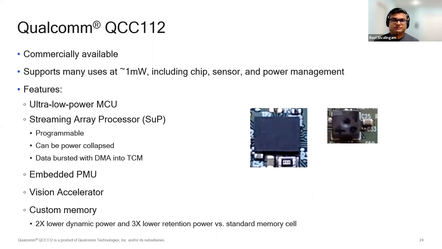So this is a commercially available chipset called QCC112. It supports many use cases. It includes the chip, the sensor, and onboard power management. There's an ultra low power microcontroller. It has a streaming array processor, which can be programmable and used for certain high-end use cases, and can also be power collapsed when not needed. It has an embedded power management. There's a vision accelerator that enables us to run these computer vision algorithms like object detection at a very, very low power. And it has custom memory, which enables us to also keep at this low power.